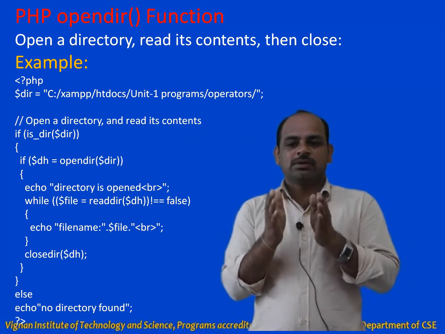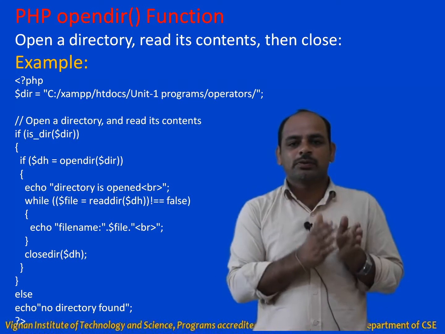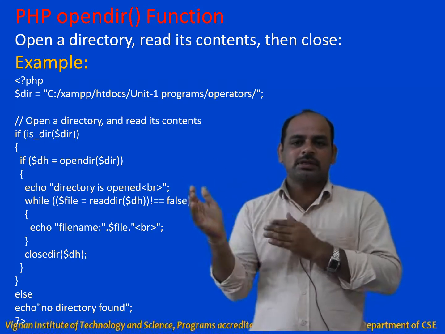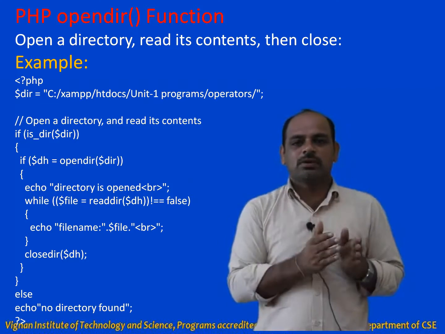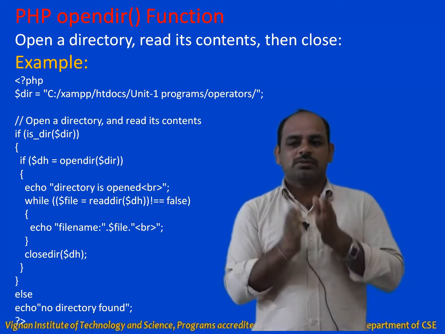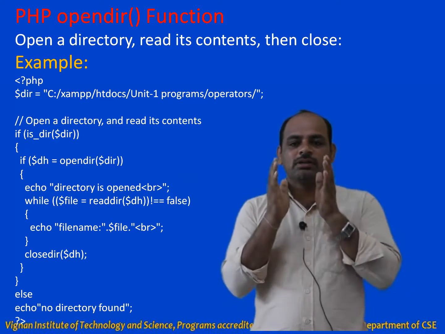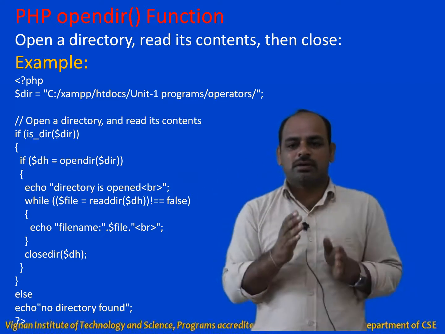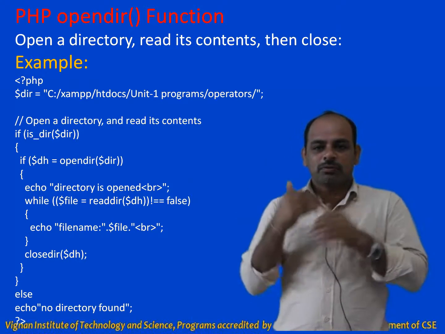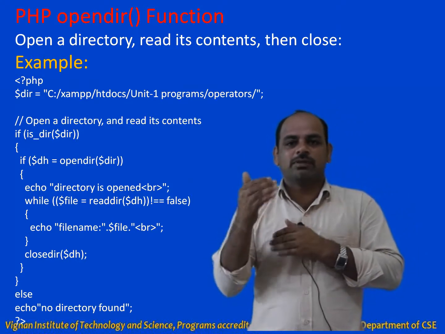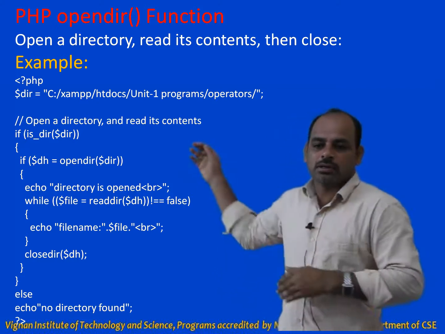is about. The is_dir function returns the boolean value true if the directory exists, otherwise it returns boolean value false. So that means the is_dir function will verify whether that directory is there or not, because before opening the directory, first we have to verify whether the directory is there or not.